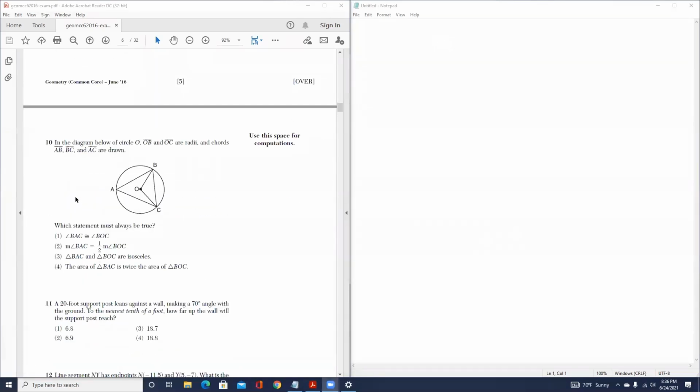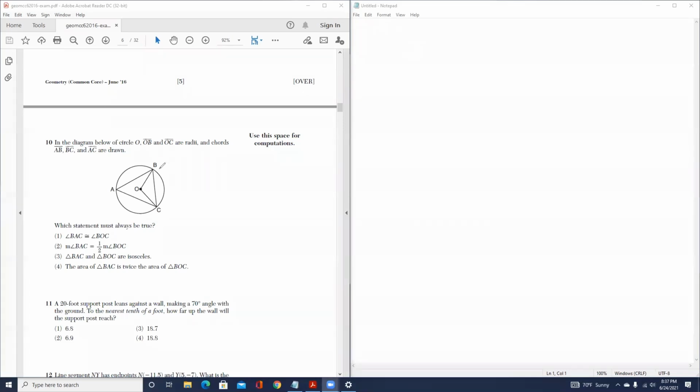Going now to question 10. In the diagram below of circle O, segments OB and OC are radii, and chords AB, BC, and AC are drawn. Which statement must always be true? So this is a property of radii and circles. In fact, specifically, it's a property of inscribed angles.